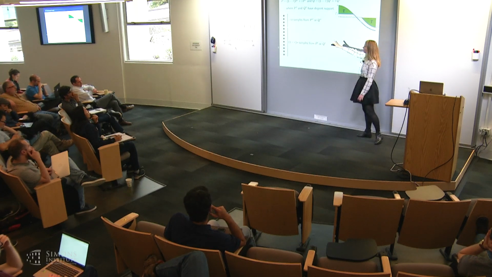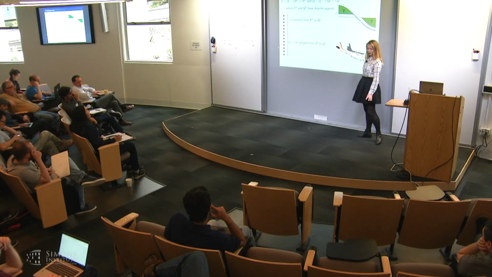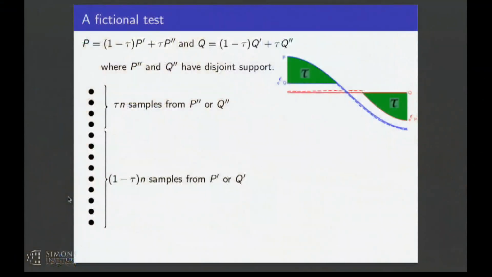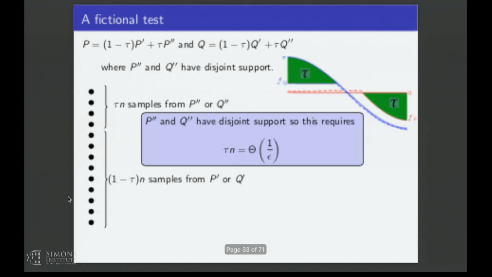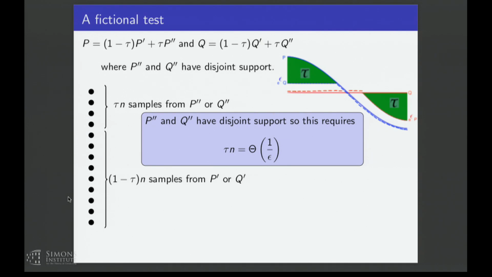Now imagine that you got your sample from either P or Q, and you were given the additional information that this group of samples came from P double prime or Q double prime, and this group of samples came from P prime or Q prime. Then this first problem of deciding whether it's P double prime or Q double prime, because they have disjoint support, non-privately, I would only need 1 point to decide between them. Privately, I need 1 over epsilon points to decide between them.